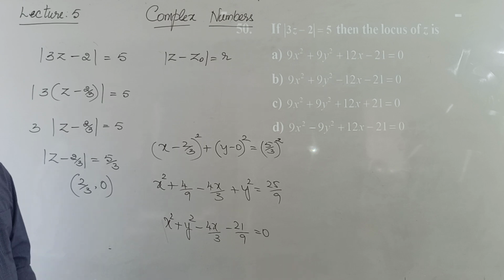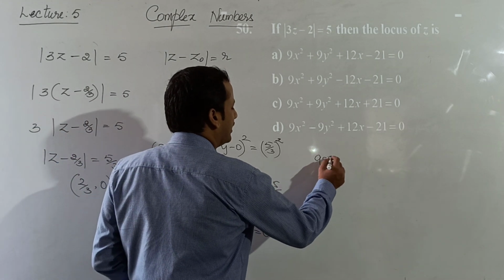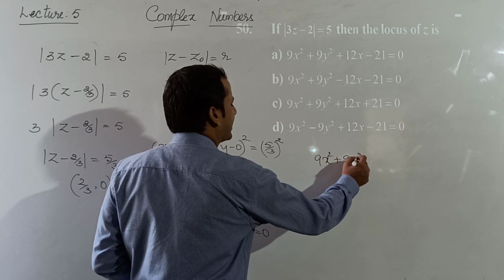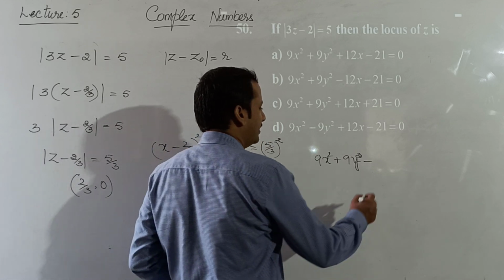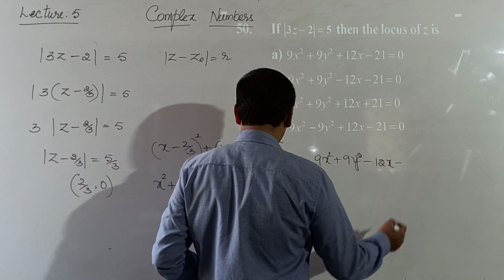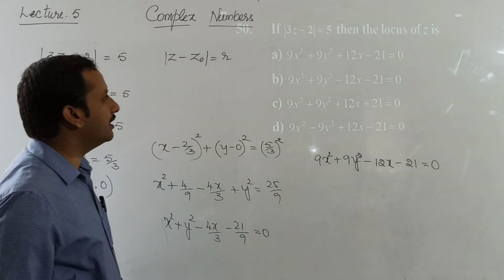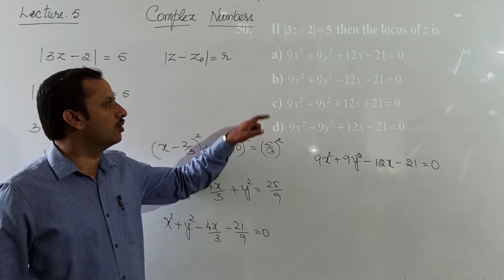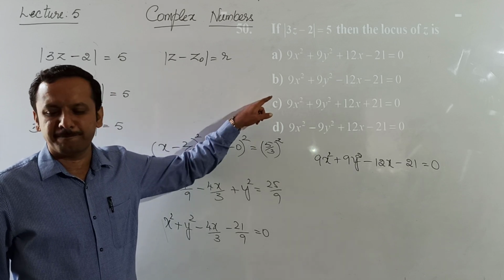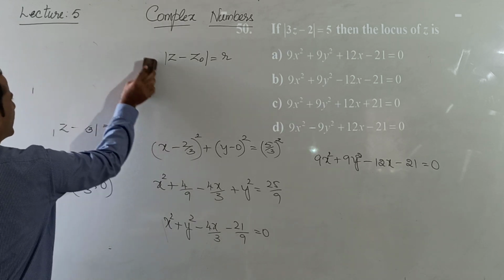Now I will multiply this equation by 9. When I multiply by 9, I am getting 9x square plus 9y square minus, here 3 gets cancelled, so you get 12x minus, in this case 9 gets cancelled, so minus 21 equal to 0. 9x square plus 9y square minus 12x minus 21 equal to 0, which is the second option. Okay, now let's go to the next question.